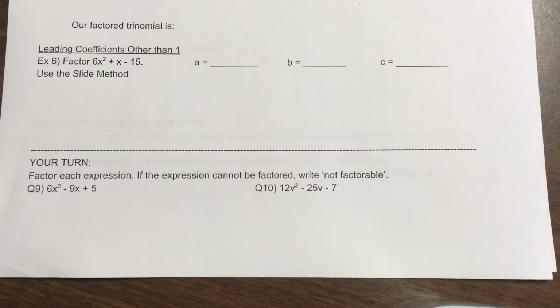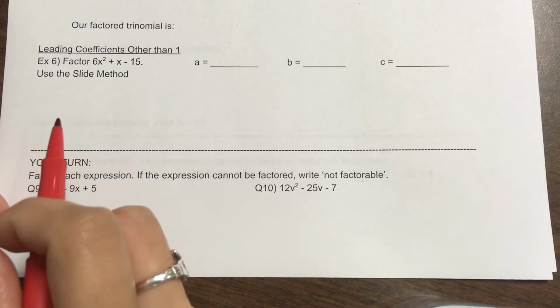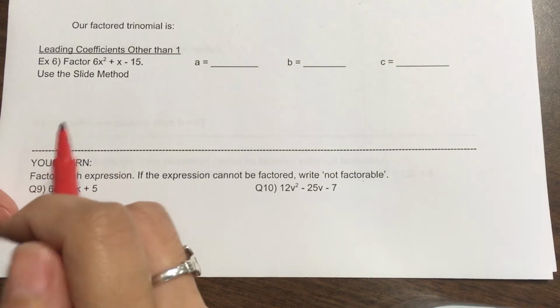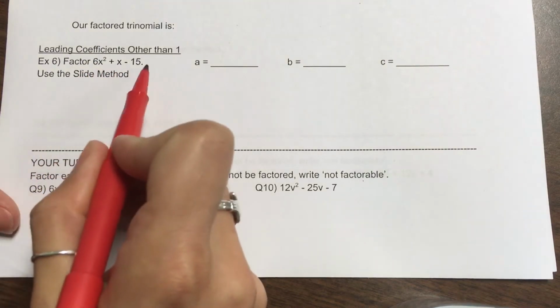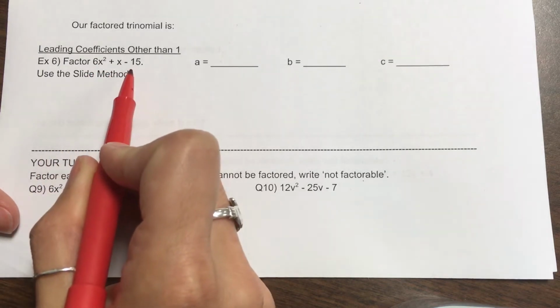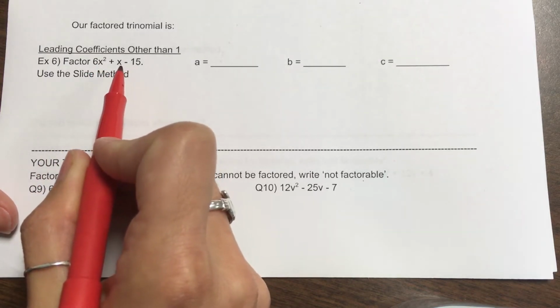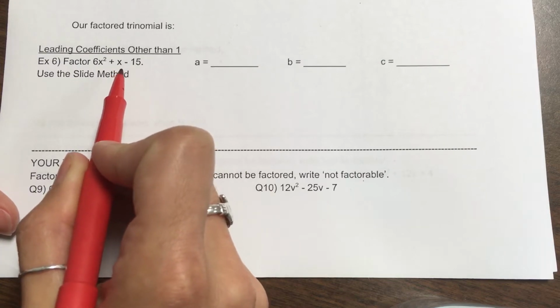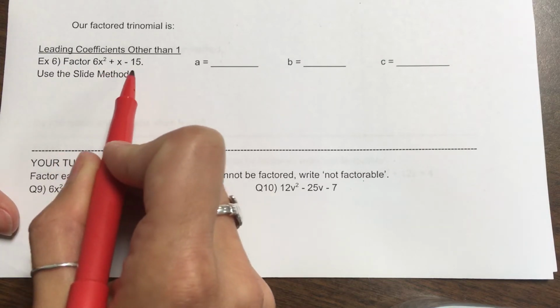We can also use the slide method to factor trinomials when our leading coefficient is not 1. So we'll start the same way. I begin always by looking for a GCF, a greatest common factor. For this problem, I don't have a GCF other than 1, so we don't need to factor anything out at the beginning. I'm going to go ahead and identify my A, B, and C.